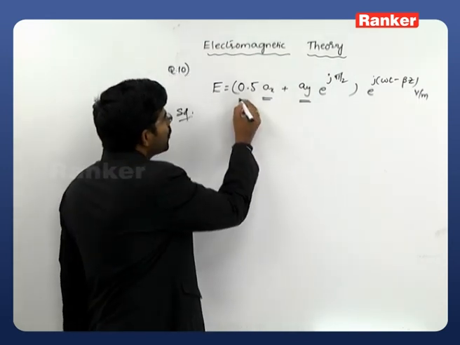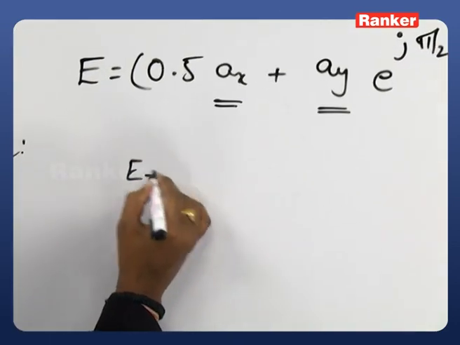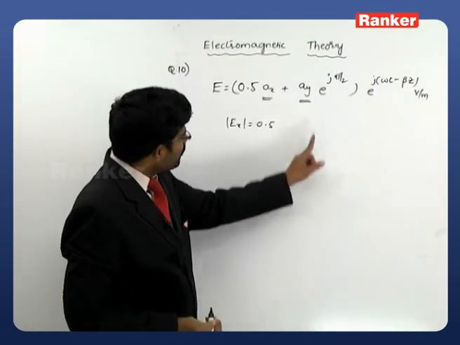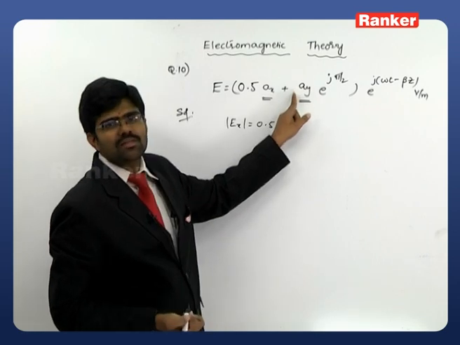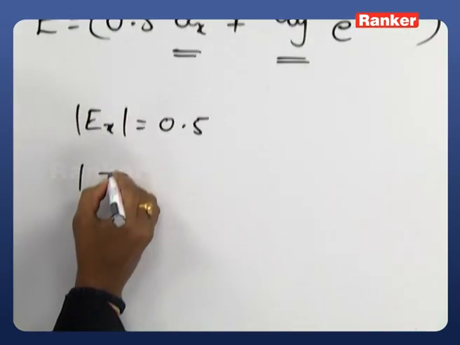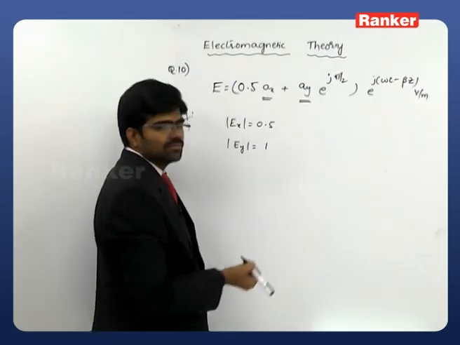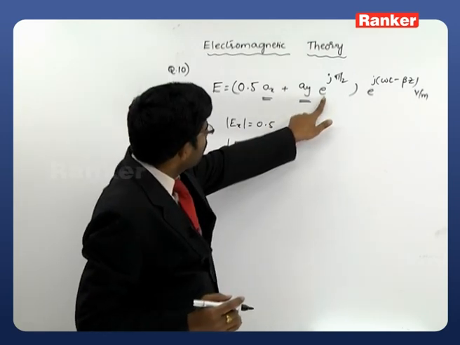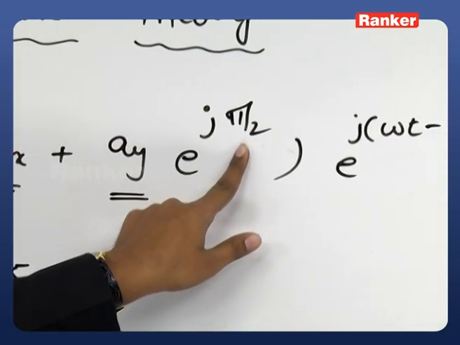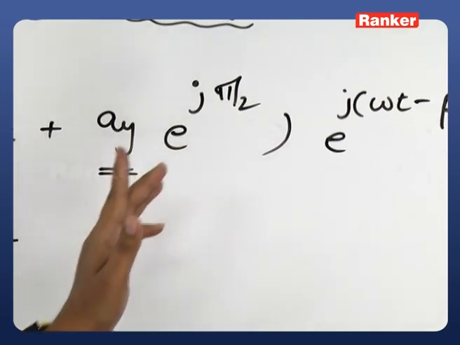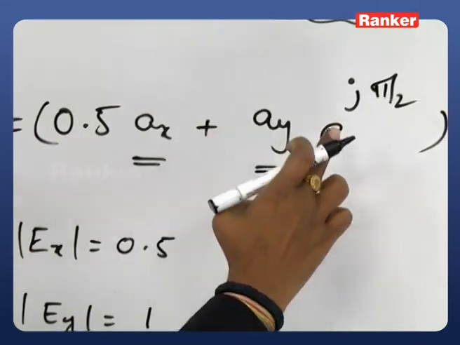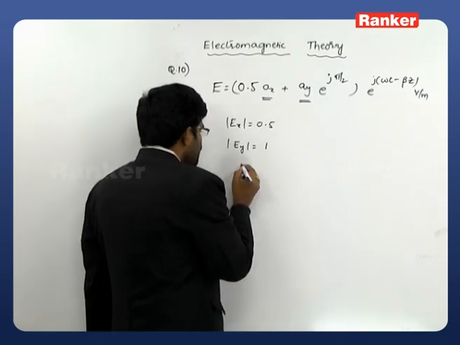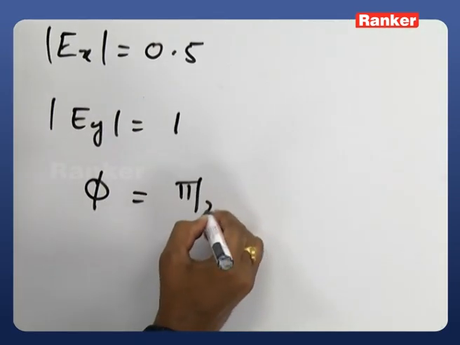Now examine the amplitude. For the x component, what we have is 0.5. So the magnitude of Ex is equal to 0.5. Now observe the magnitude of the y component. The magnitude of Ey is equal to 1. And is there any phase difference between these two? Here clearly we have one more term, e power j pi by 2. Since we have this, definitely between these two we must have a phase difference equal to pi by 2.